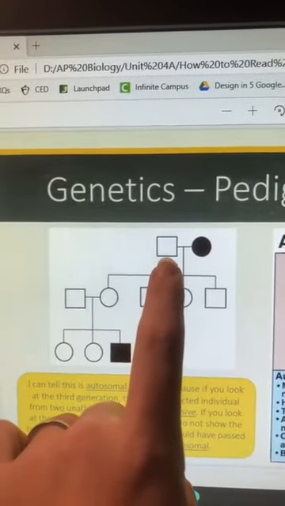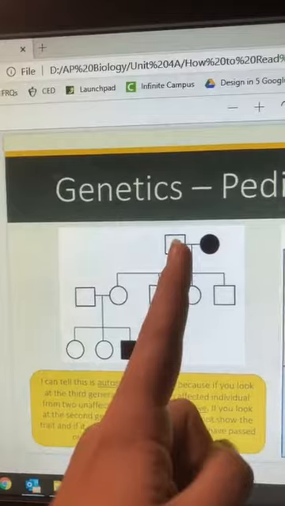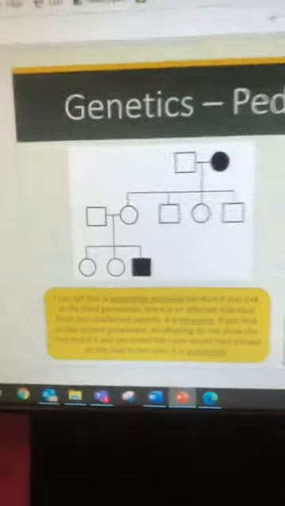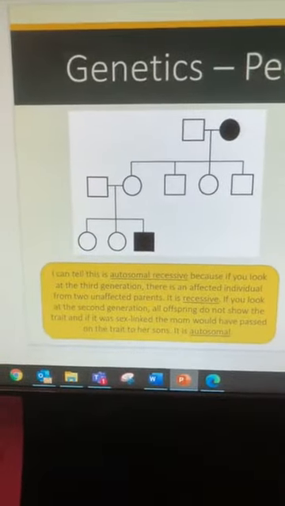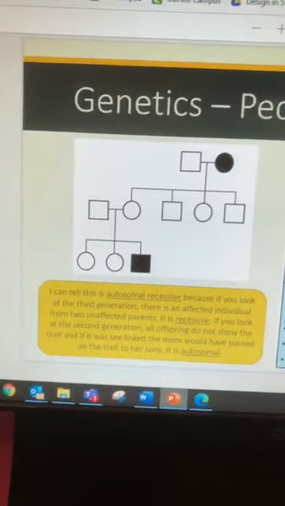If they're not shaded, they do not have that trait, okay? And we're going to see in a second that if they're kind of half shaded, that means they're going to be a carrier. So looking at this, I'm able to tell that this is actually an autosomal recessive.